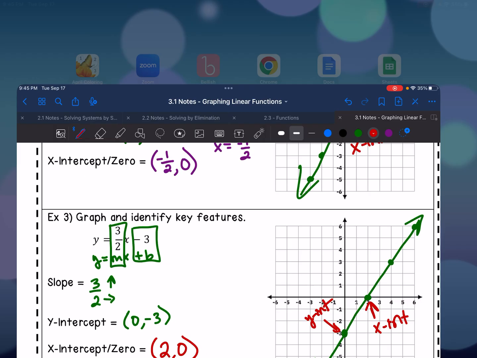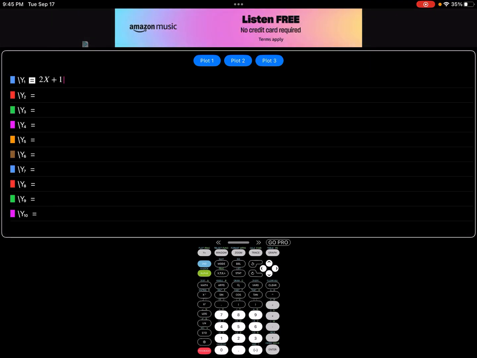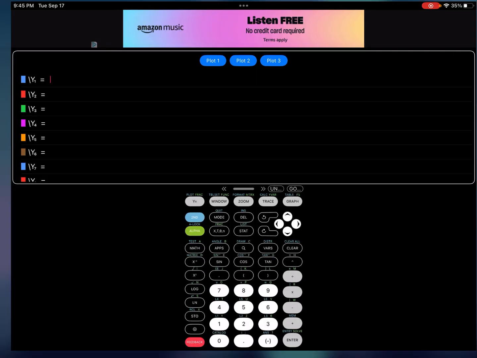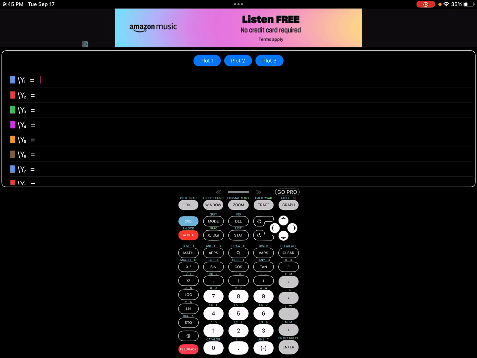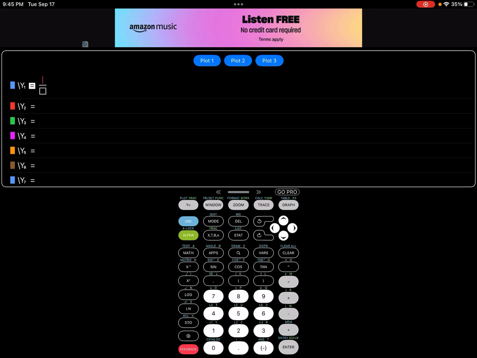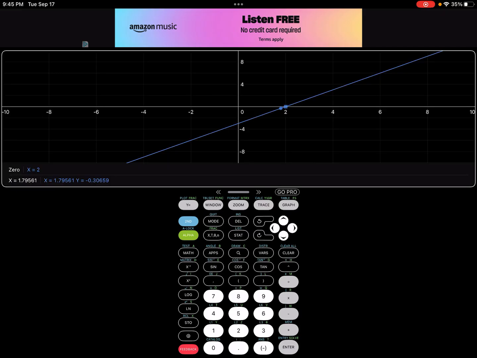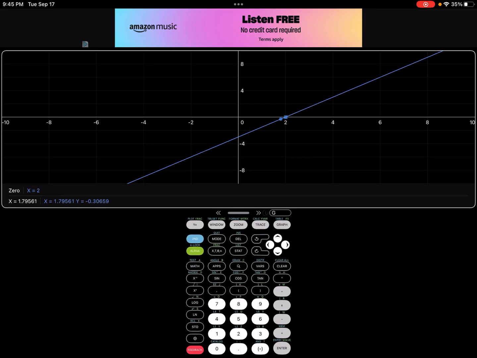Okay, so checking this with the calculator, I would go to y equals, I would clear out my old equation, and I've already forgotten what it was, 3 over 2x minus 3. So I'm going to make a fraction, green, and put next to it 3 over 2, and then x minus 3. Graph, and I can see that right there. Okay, so it looks pretty similar to what I had.